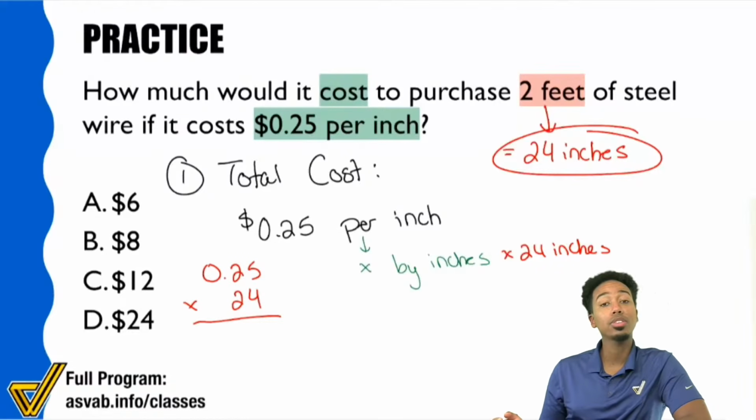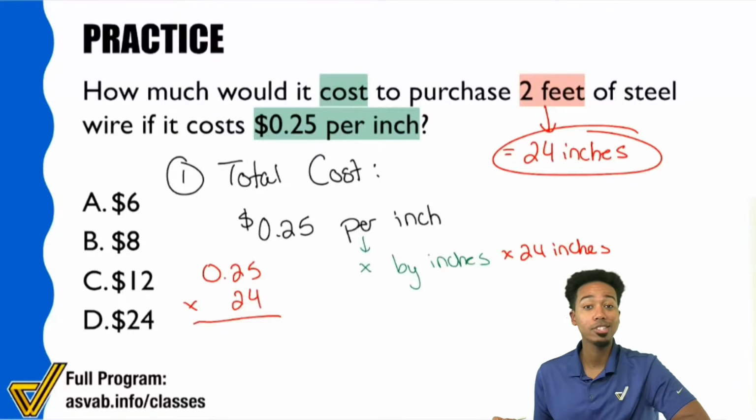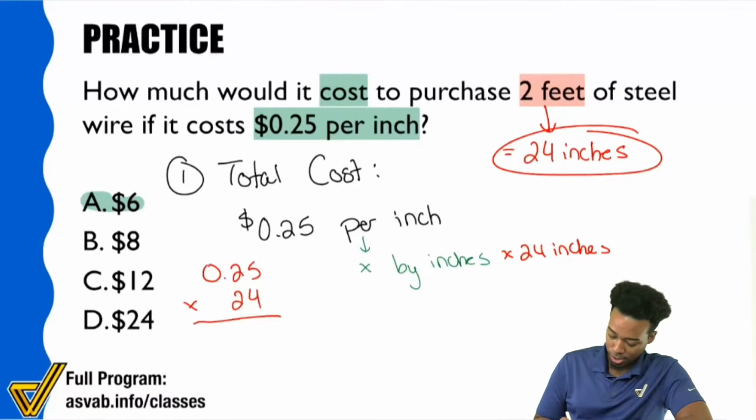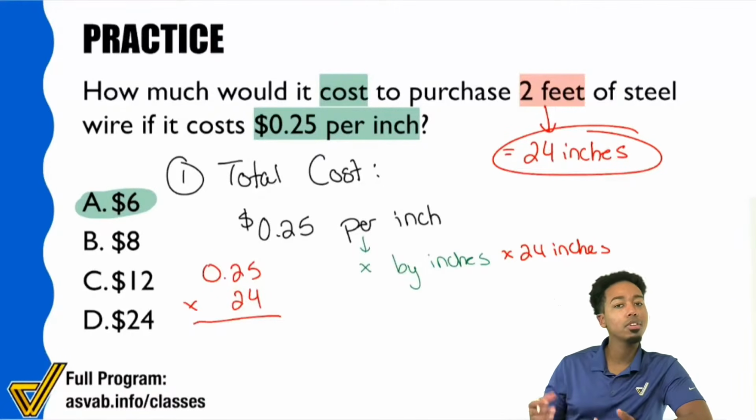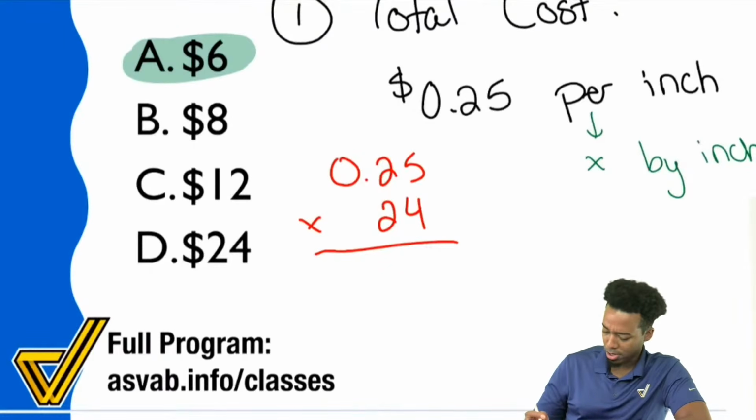Another way that you could look at this, everybody: isn't 25 cents 1/4? Isn't that a quarter? Yeah. And so multiplying by 0.25 is the same thing as dividing by 4. 24 divided by 4 is 6. And the answer is $6. And you're done. But if you didn't know that, we can go ahead and do the math here. It's all good. No need to be in a rush.